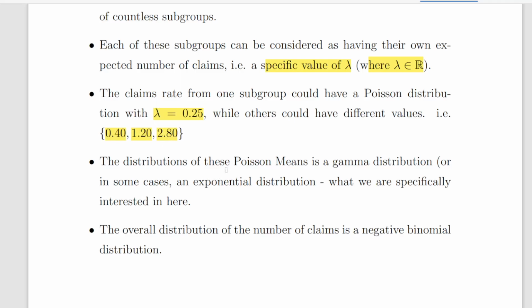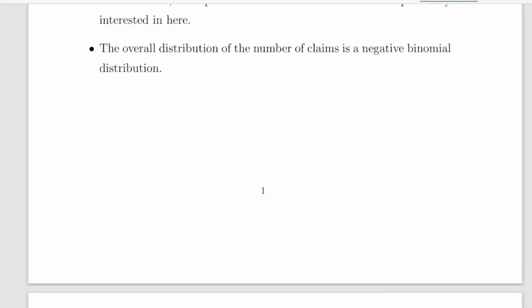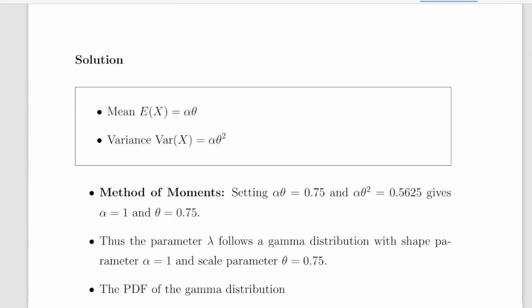The distribution of these Poisson means is a gamma distribution, or in some cases an exponential distribution, which we're going to be specifically interested in here. I'm giving the game away a bit there, but for the main part we are interested in gamma distributions. Just as a quick remark, the exponential distribution is a simplification of the gamma distribution in certain circumstances, and we might come across those circumstances in this case, and we will. The overall distribution of the number of claims is a negative binomial distribution. Okay, the Poisson-Gamma mixture. So, this is the method of moments.